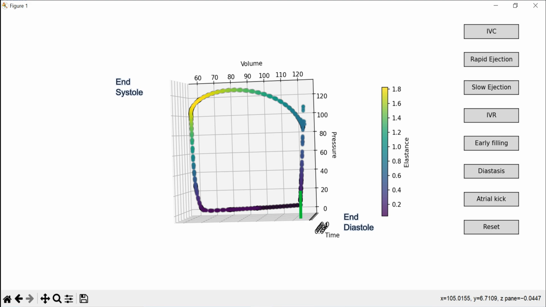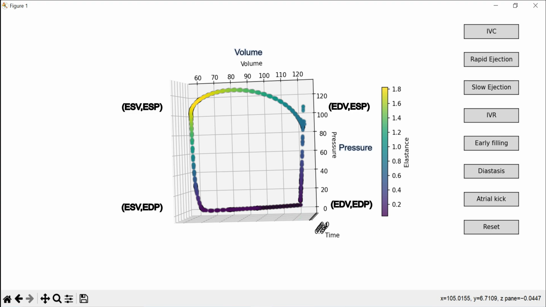Thus, the end systolic point is from end systolic volume and end systolic pressure, and the end diastolic point from end diastolic volume and pressure. The other two corners are plotted using the same data points in a different combination. These data points can be obtained non-invasively.